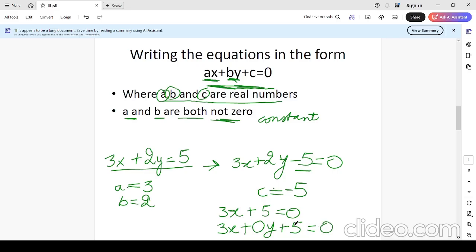Now we have this equation in the standard form, but according to the second condition, a and b are both not 0, but in this equation the value of a is 3 but the value of b is 0. It means it's not an equation in two variables, it is an equation in one variable only. So a and b both should not be 0. Okay, so now let's do some practice questions.